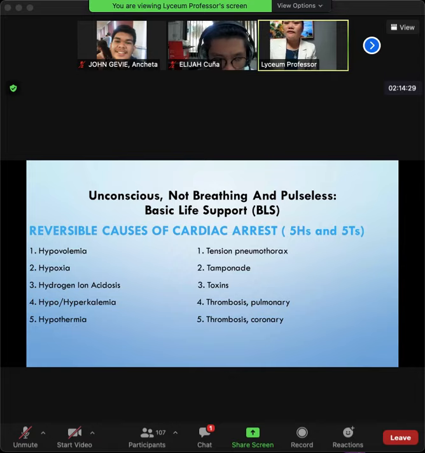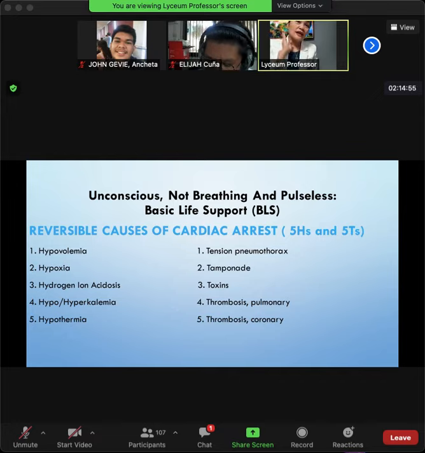Then, next one, you have to check for the throat. You have to check for the trachea. If the trachea is deviated, baka nagtatamponad yung pasyente while you are checking for the carotid artery. If the carotid artery is bulging, then maybe the patient has tamponade. Or if the trachea is deviated, maybe the patient has tension pneumothorax.